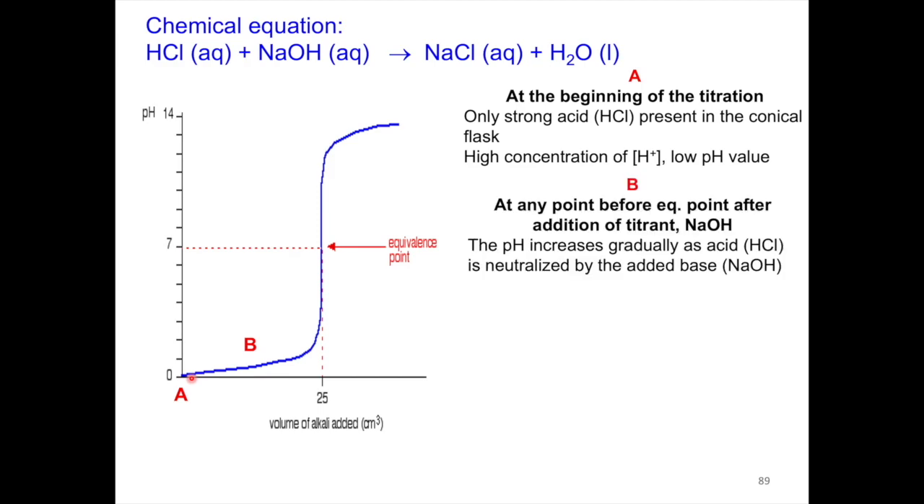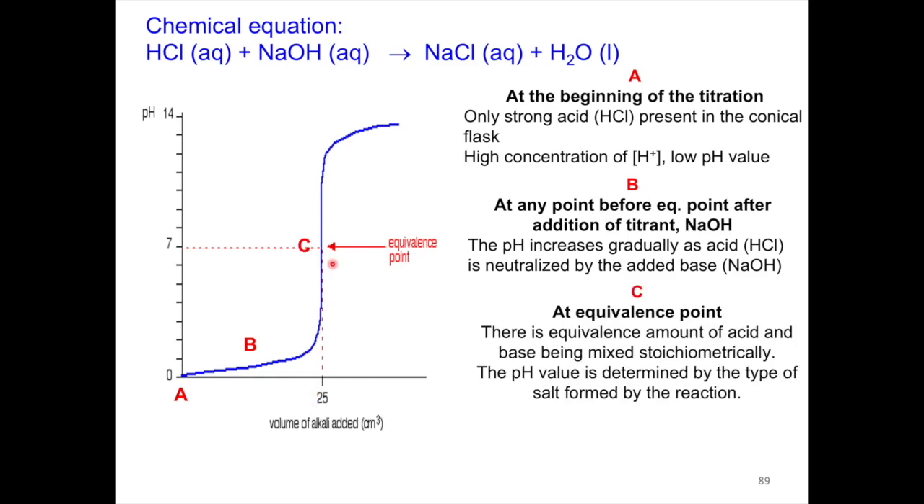Next is point B. This is any point before the equivalence point after additions of titrant, sodium hydroxide. As you put some amount of sodium hydroxide into the acid, what happens to the pH? The pH will increase gradually as the acid is neutralized by the added base. And then as you reach the 25 ml volume of alkali, you get the equivalence point. So this is point C.